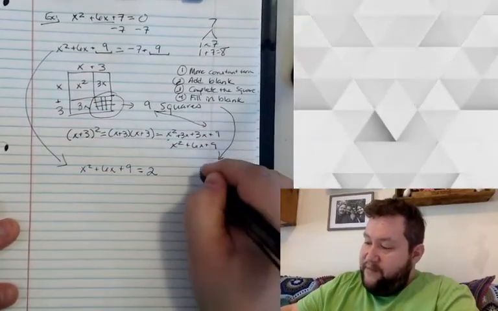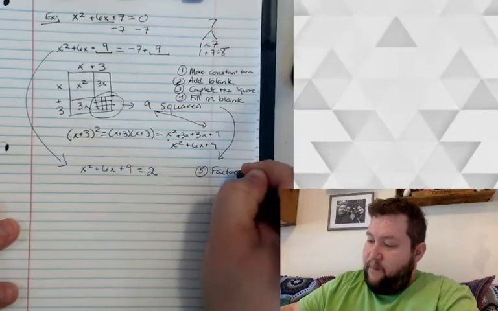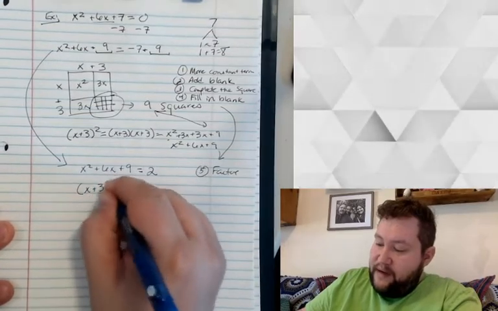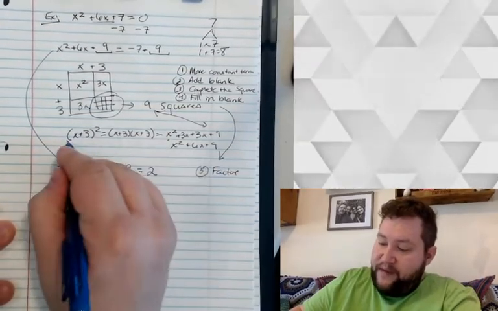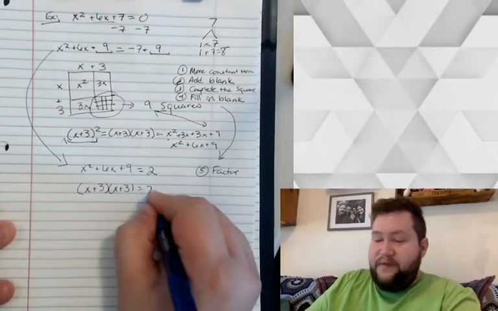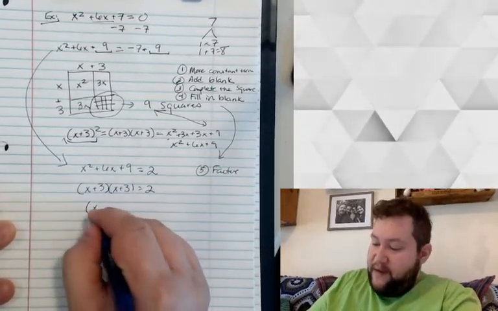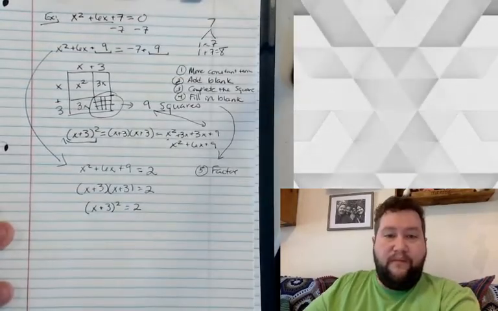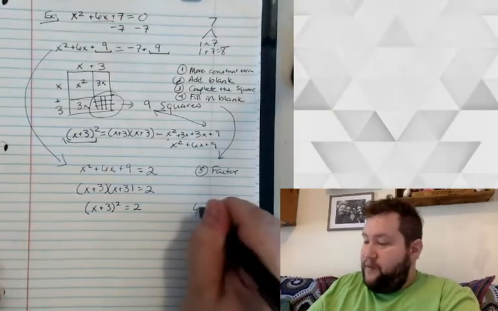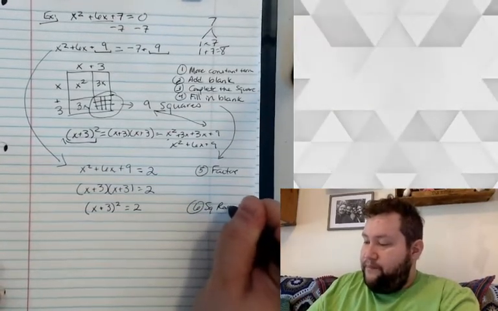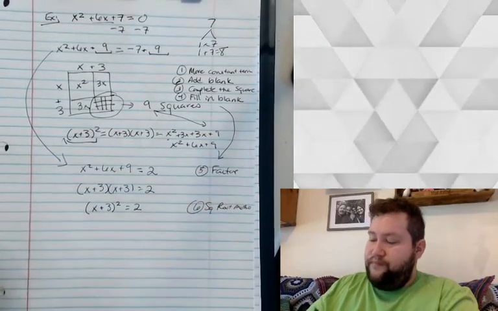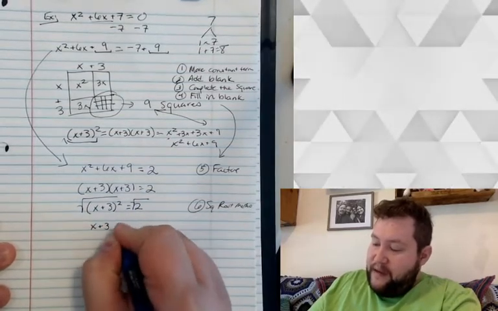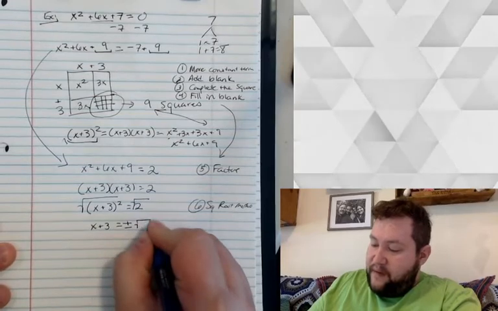For step 5, factor. We have x plus 3 times x plus 3, right? We said that right here, equals 2. Or let's go ahead and write that as a square. X plus 3 squared equals 2. We can use our square root method. Take our square root of both sides. X plus 3 equals plus or minus the square root of 2.